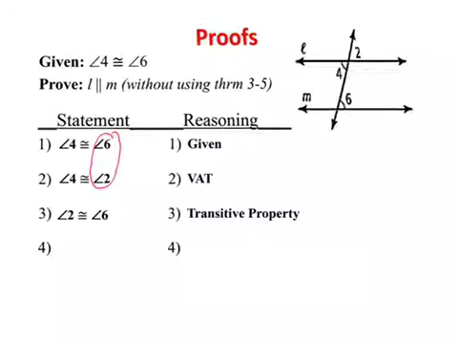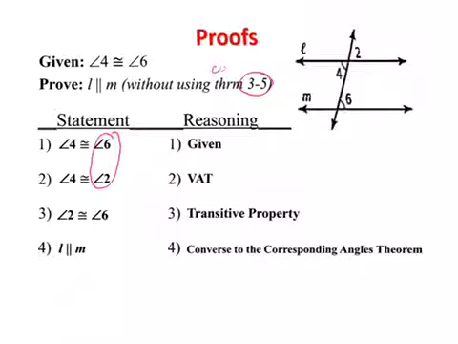And then if 2 and 6 are congruent, that means we have corresponding angles that are congruent, so that tells us that our lines must be parallel by the converse of corresponding angles theorem. And sure, we could have proved this a lot faster using the converse of the alternate interior angles theorem, but it asked us not to use 3.5, which is that exact theorem.